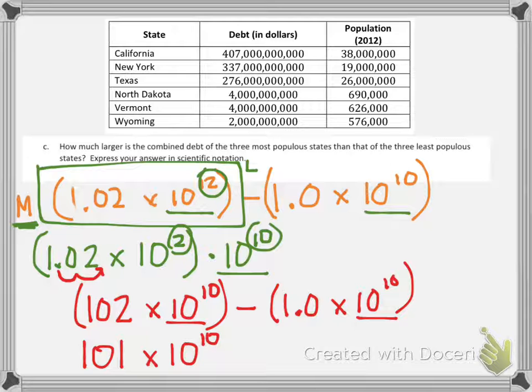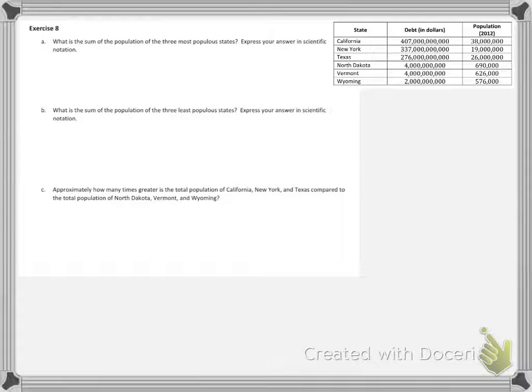And I don't have scientific notation again. So I need to move it 2 places over. So this becomes 1.01 times 10 to the 12th, since those 2 places I moved to the left make it 12. So 1.01 times 10 to the 12th will be how much larger the 3 most populous states are than the 3 smallest.